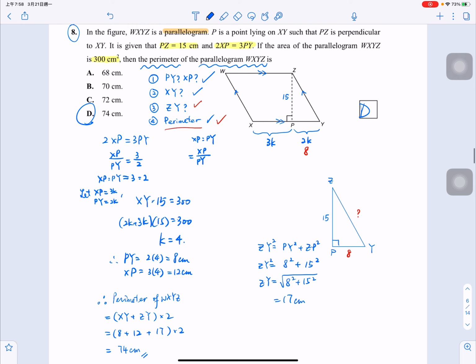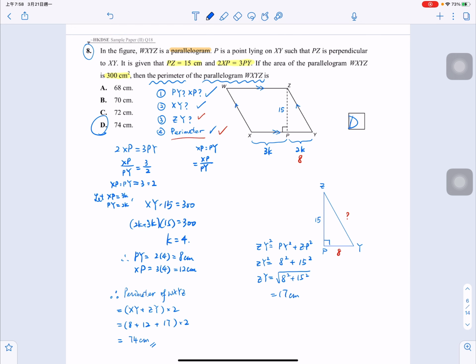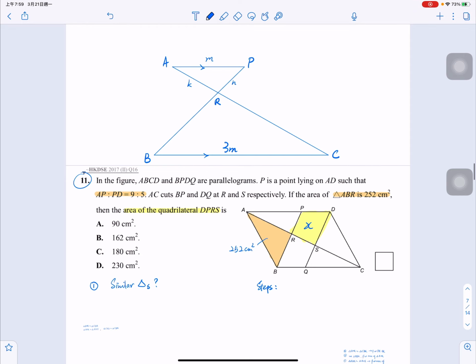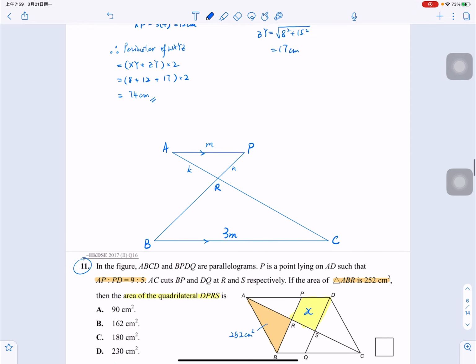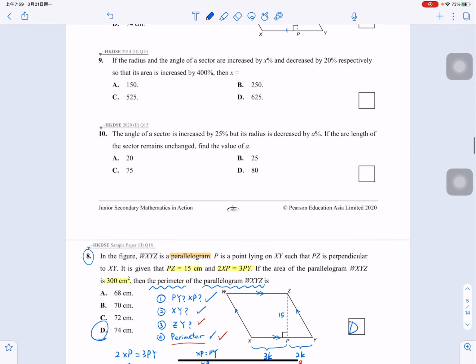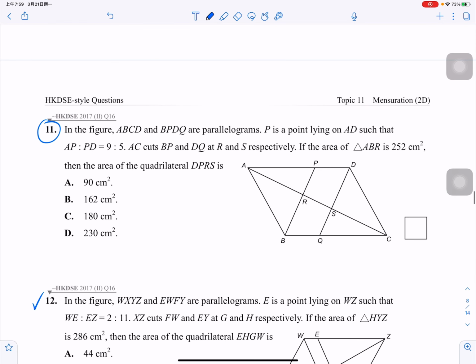Clear? Very good. Now let's have a look at another mensuration MC question, this one, 11. Okay, maybe we study this one. Let's see. Okay, so have a look at this one.